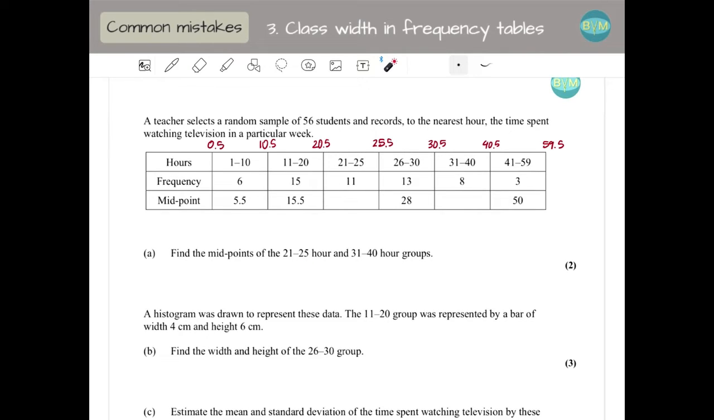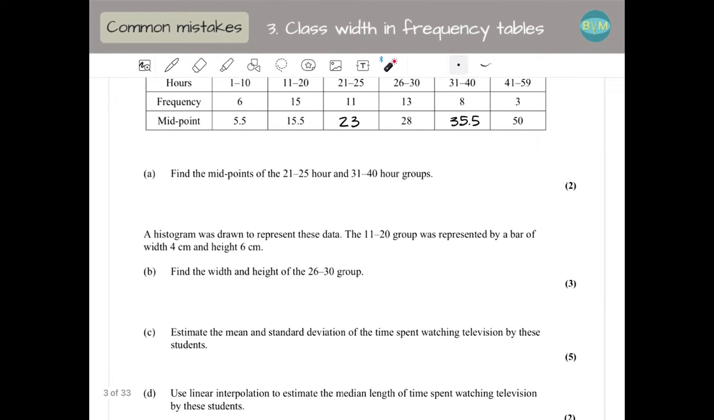You have to consider that for some parts of the question. When we find the midpoints, it really doesn't matter, because if we find the midpoint between 21 and 25, it's the same as if we consider 0.5 less and 0.5 more. So it doesn't matter for the first part of the question, but it will matter after. The midpoint is (21 + 25) / 2, or (20.5 + 25.5) / 2, the same number, which is 23. And the other one is (31 + 40) / 2, which is 35.5. So these are our two midpoints, and these are our first marks.